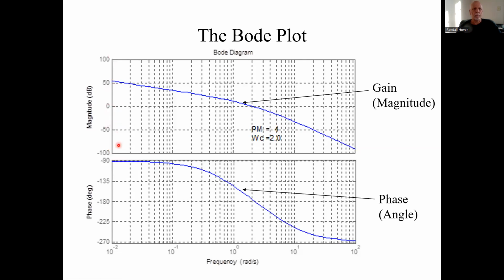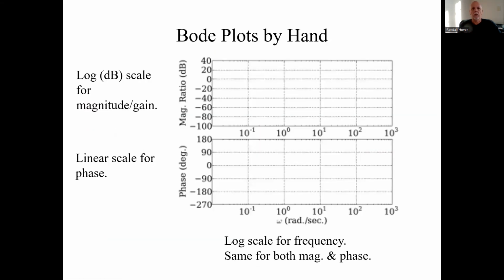This upper plot, the magnitude or gain, its y-axis is a log scale. But for the phase, the y-axis is just a linear scale. So they're both log scales along the x-axis. Gain is a log scale along the y-axis, and phase is a linear scale on the y-axis. This says about the same thing.